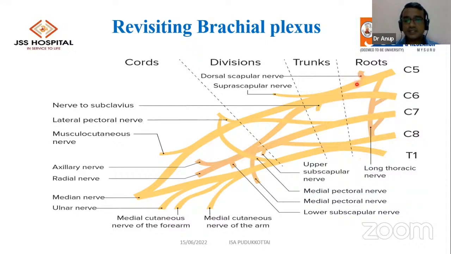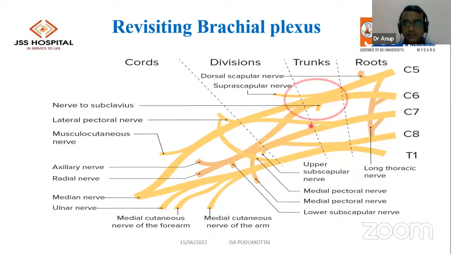So what happens here is the C5 and C6 roots join to form the upper trunk, whereas the C7 continues as the middle trunk, whereas C8 and T1 join to form the lower trunk. Now these trunks divide into anterior divisions and posterior divisions. Anterior divisions of the upper trunk and the middle trunk will form the lateral cord. The posterior divisions of all 3 trunks form the posterior cord, whereas the anterior division of the lower trunk forms the medial cord. And we know the nerves that arise from these cords.